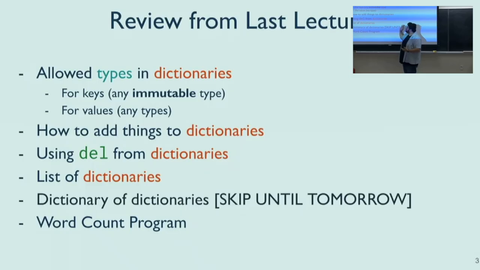But what are some types that it cannot be? Any mutable types? A list. It cannot be a list. What else can it not be?